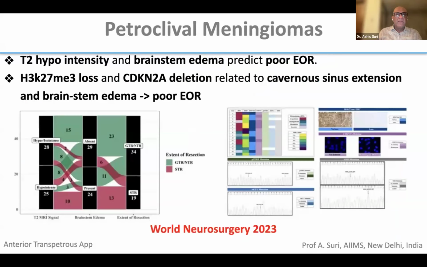This is a paper which we found, that if the tumor is hypointense on T2 and has brainstem edema, it's a poor extent of resection predictor. So if a tumor is very much stuck to the basilar arteries, please leave some tumor. You can dissect over the nerves, but not over the perforators. You can damage the brainstem. And then we found through our molecular markers that H3K27me3 loss and CDKN2A deletion was related to cavernous sinus extension and brainstem edema.